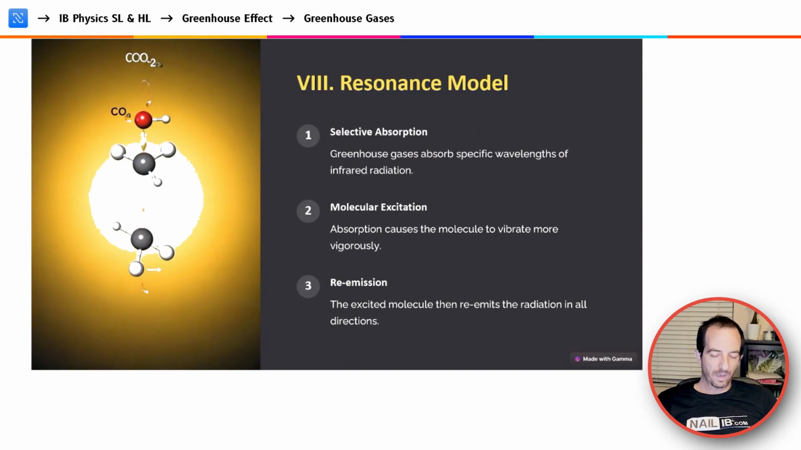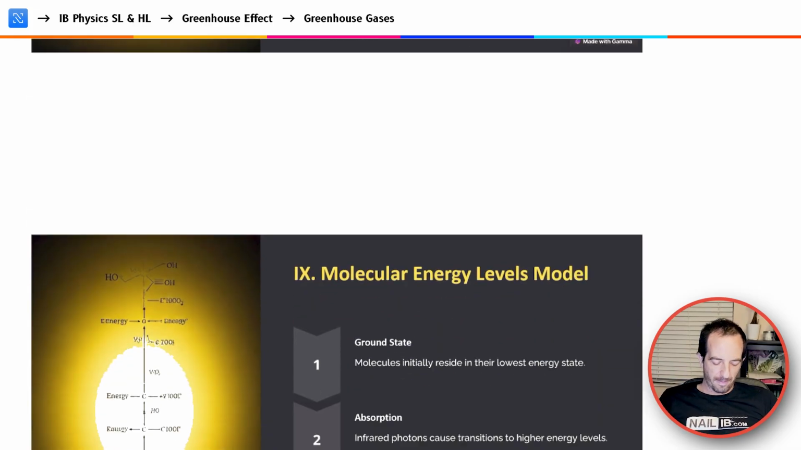Now, the resonance model, a vocabulary word that you should know. It refers to this selective absorption, where we saw those specific wavelengths that were absorbed. H2O absorbed more wavelengths than CO2, but you want to understand the idea that this resonance model refers to the idea that greenhouse gases absorb specific wavelengths of infrared radiation.